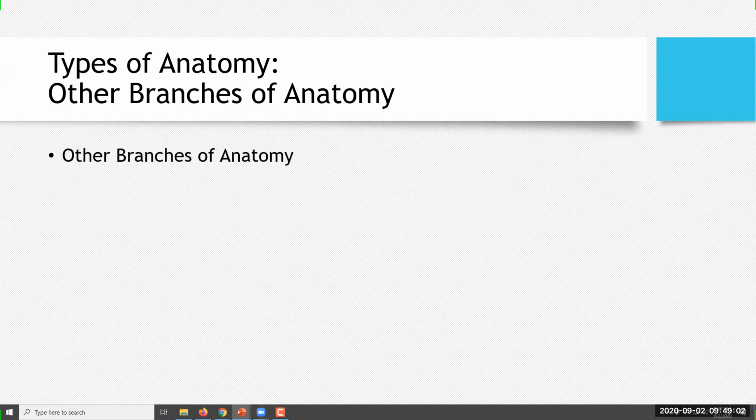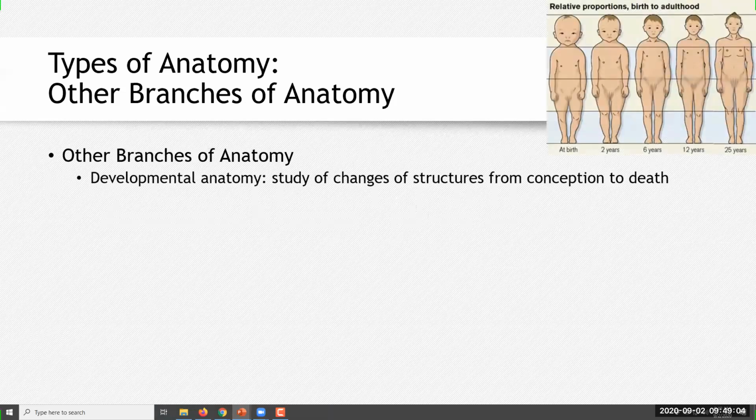Okay, then these are the other schools of anatomy. One is developmental anatomy. Like the name implies, this is looking at the changes that occur as we develop, from when we get born all the way until we die.